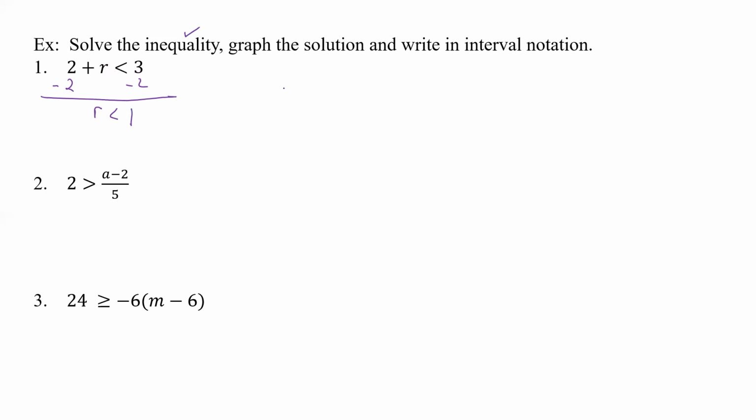Now graph the solution. Let's say that's 1 and that's 0. It's less than 1, so we're going to have an open circle at 1. Now it says, write the interval notation. We know it's going from negative infinity up to 1 and a parenthesis.